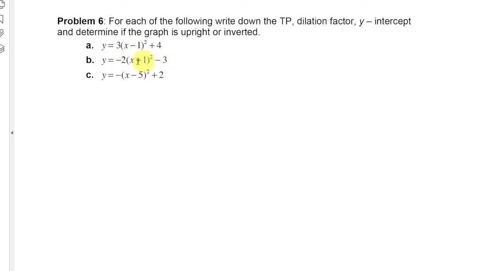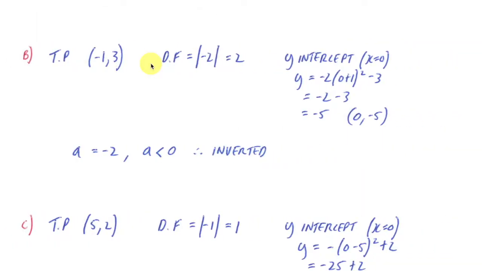Notice that with this graph, I have a negative value in front of the bracket. That means that the graph is going to be inverted. So it's going to be this shape. So it's inverted. And of course, to establish what the y-intercept is, I make x equaling 0, so I sub that in to get -5 to produce 0, -5. As I said before, it was inverted.